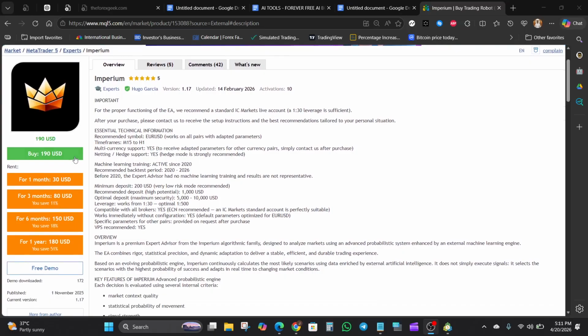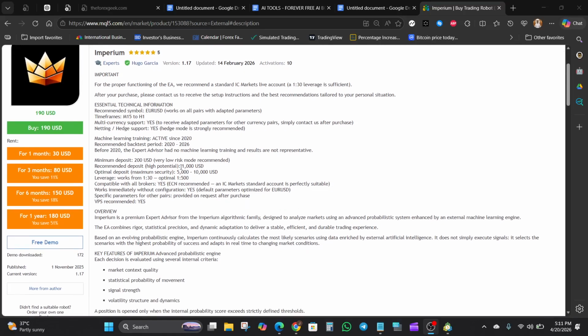Now, currently the Imperium EA is priced at 190 US dollars with rental options available as well. You can see 1 month 30 US dollars, 3 months 80 US dollars, 6 months 150 US dollars, and the rental for a year is 180 US dollars. All right, let's quickly go to the description of this EA.